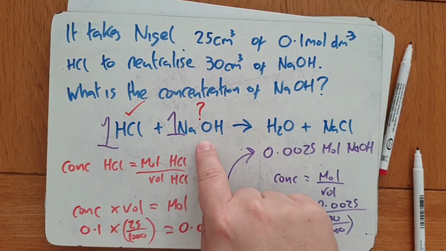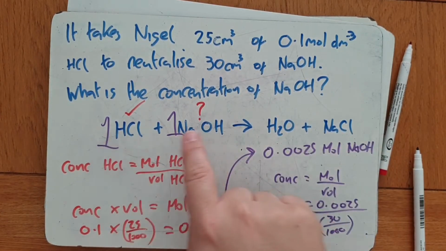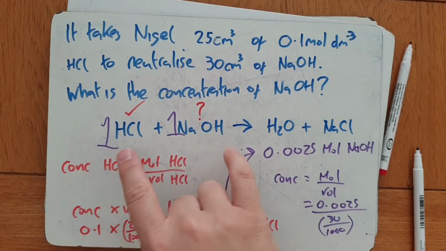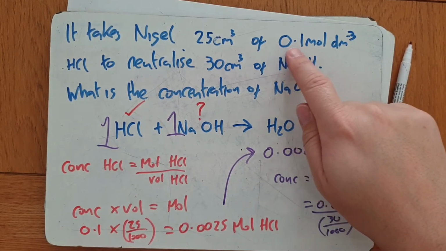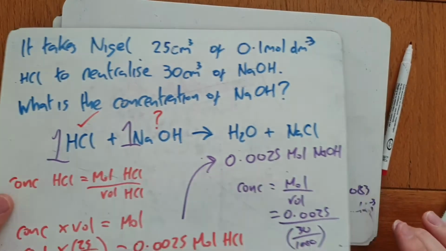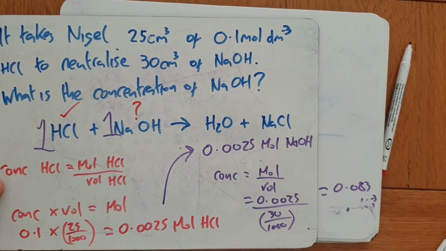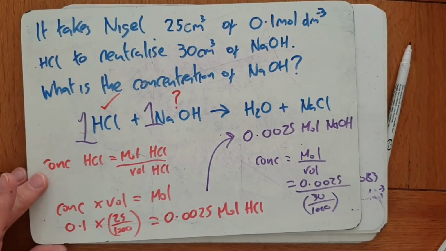We've had to use more of it, 30 instead of 25, so the concentration is going to be slightly weaker, but in the same ballpark. So we know our answer should be around about 0.1, but slightly less. And we got an answer of 0.083, which is roughly 0.1, slightly less. So that's the first question. Let's try a second one.